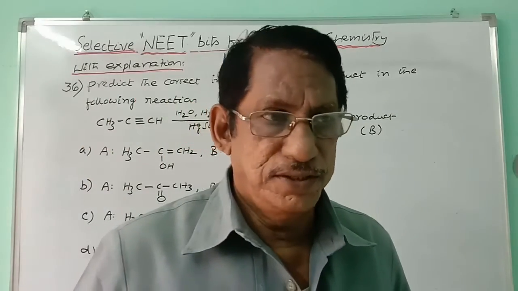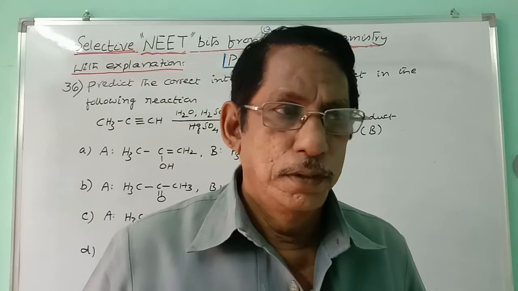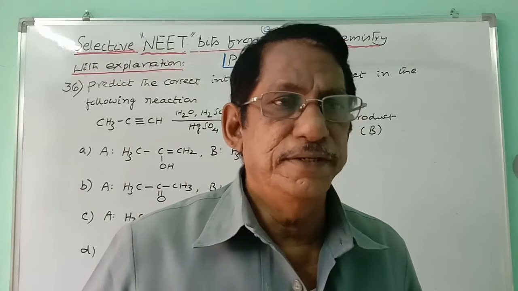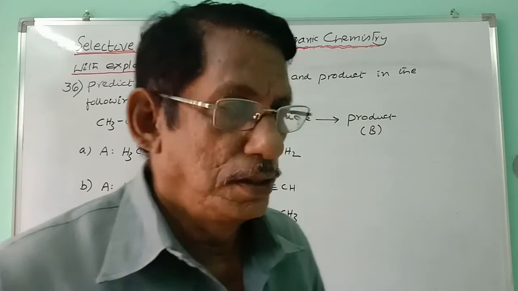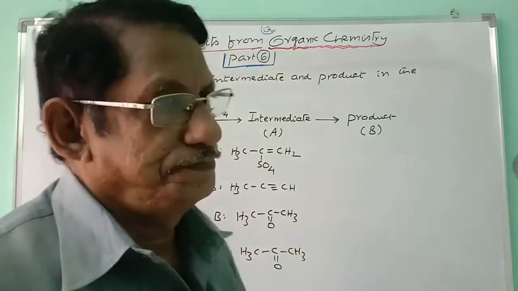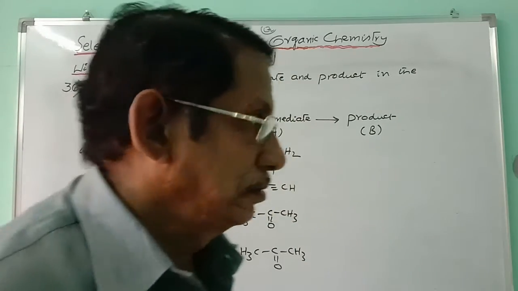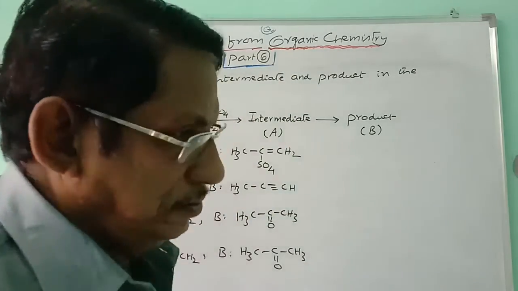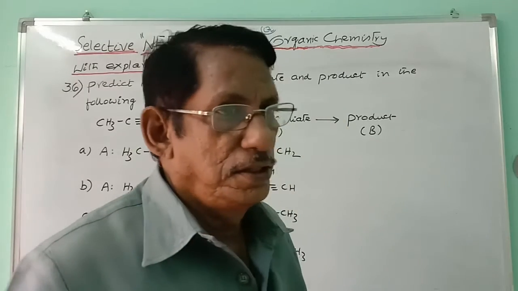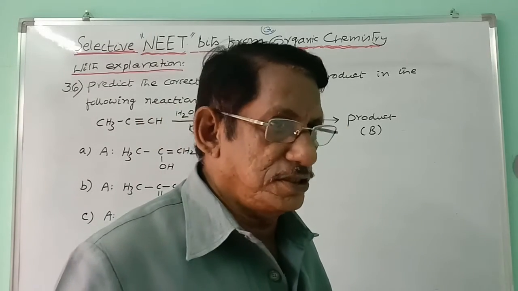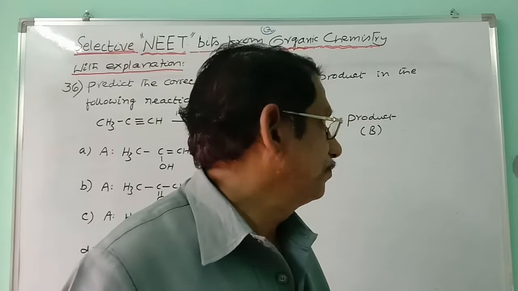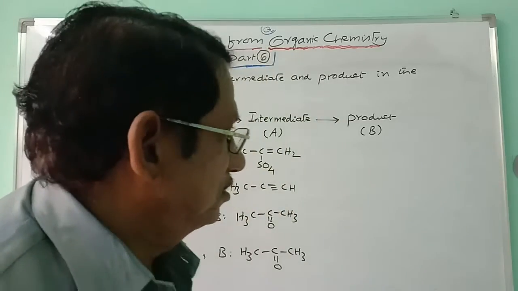In today's class, we will discuss some more NEET bits in part 6, bit number 35. This is the starting bit. Already 35 bits were discussed in the previous classes. Let us take the 36th bit.